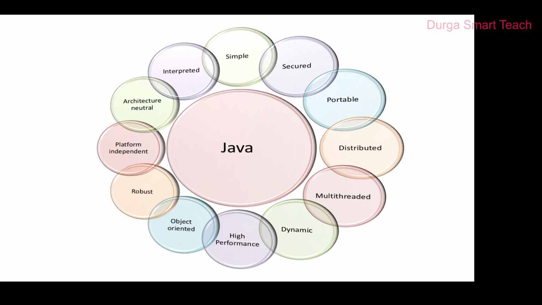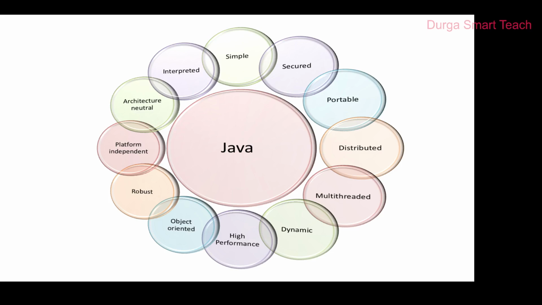And the next one is high performance. We can say Java performs well because of JIT, the just in time compiler. I will discuss it later. Next one is object oriented. Object oriented is nothing but everything in Java is known as an object. An object is nothing but a collection of data and methods. Robust. Robust is nothing but it eliminates error prone situations.